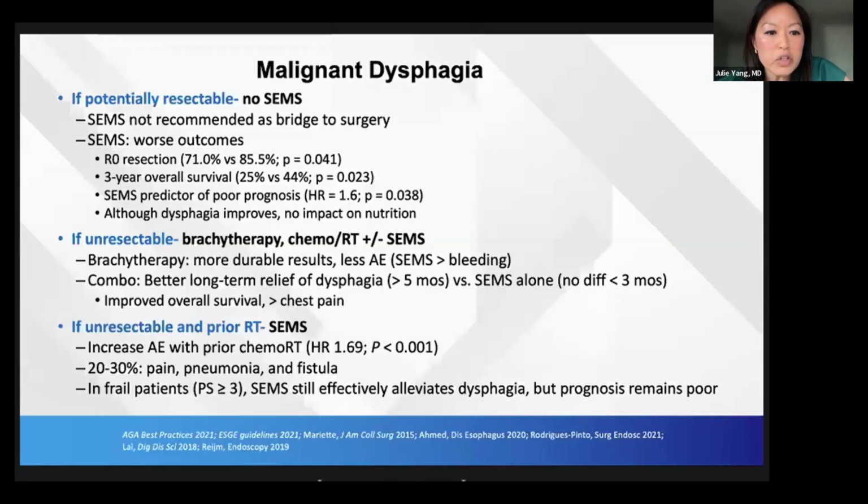And although dysphagia improves, because again, immediately we see that dysphagia improves, overall in the long term it had no impact on nutrition when you measure it with weight, BMI, and albumin.